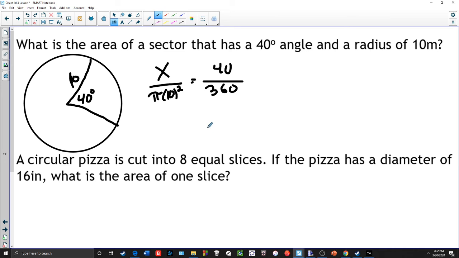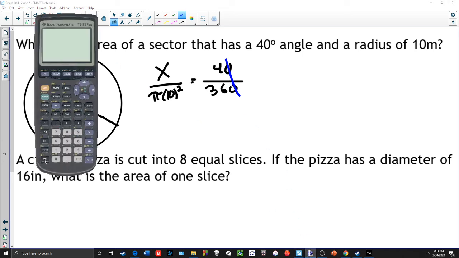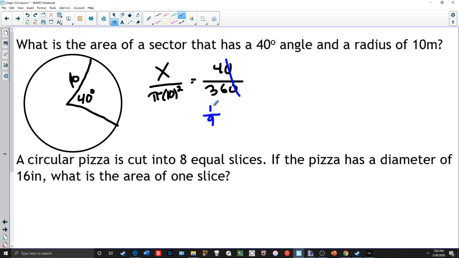Now, for the more intuitive among you, you can always reduce this fraction before you cross multiply, by the way. So for example, if you're inclined to, you can say, oh, well, these zeros cross out, so I can make it 4 over 36. And even 4 over 36 I can reduce, right? Because I can divide them both by 4, because 36 divided by 4 is 9. So this is basically 1 over 9. 4 divided by 4 is 1. 36 divided by 4 is 9, is equal to x over pi times 10 squared.